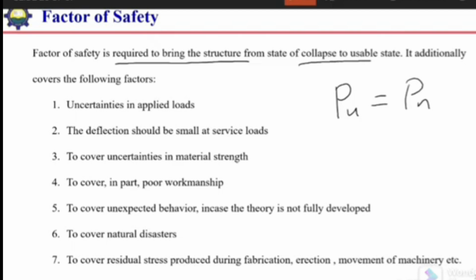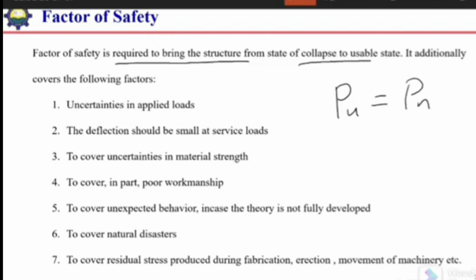Or otherwise, if there is some uncertainty or some flaw during construction, and the strength of the section is less than expected, then again, if the load reaches Pu, the structure will collapse.